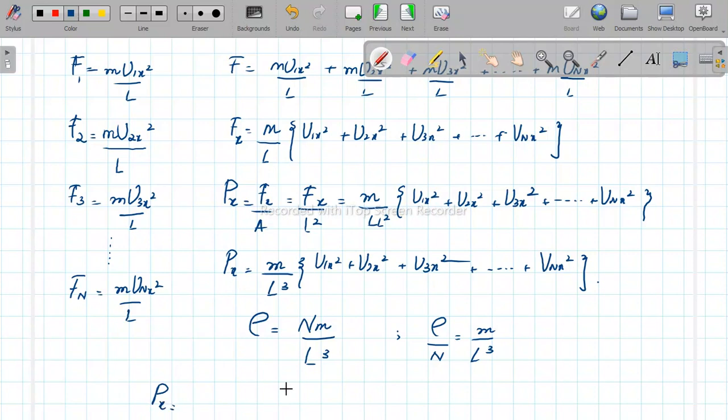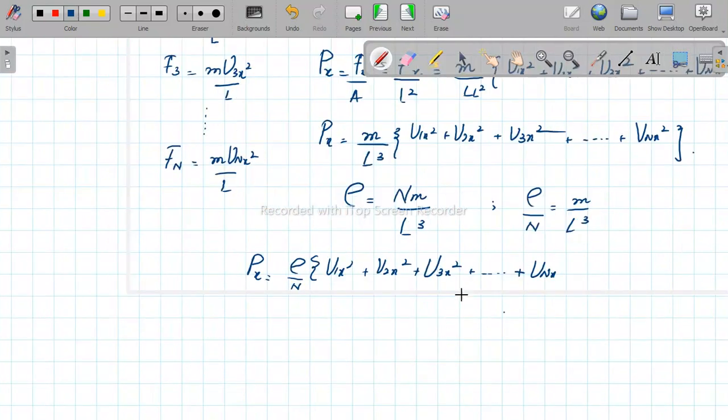This px equals m over L cube, which we are going to replace with density over total number of molecules, times this whole factor, which is v1x square plus v2x square plus v3x square till vnx square. We can simply shift this n here, because we know that in case of multiplication and division, order does not matter, right?